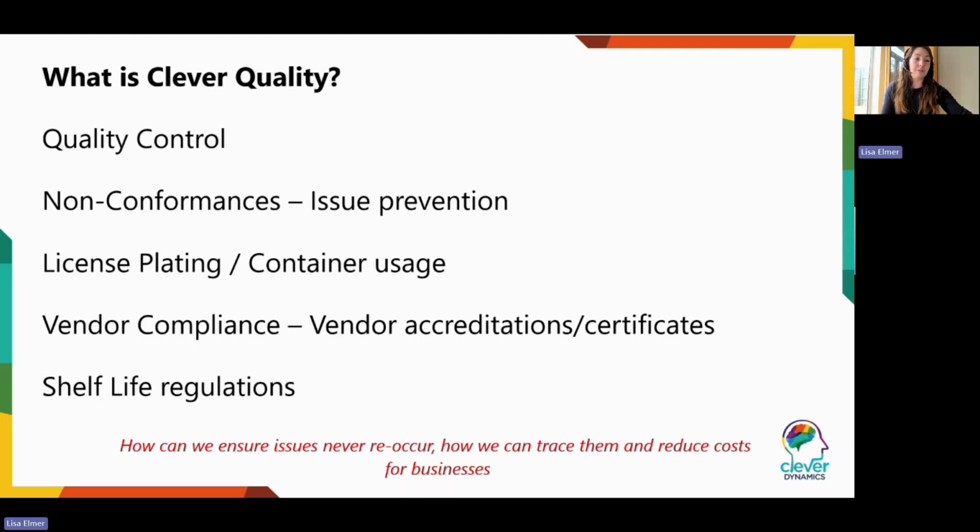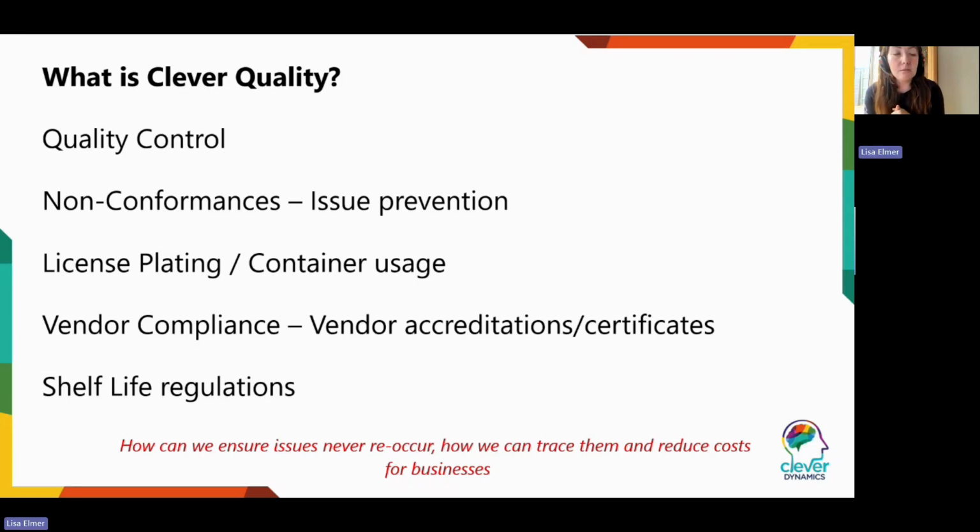Then we have this concept of license plating, or we refer to it as containers. We see it heavily used in the US where you've got, let's say, pallets or totes or containers that are uniquely numbered. You may have multiple different items in there, but we can then move all of those items around the business in one go, which one is obviously really efficient for users, but two, we can now utilize that with Clever Quality as well.